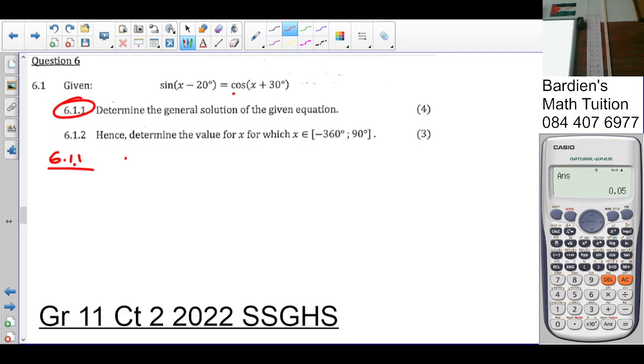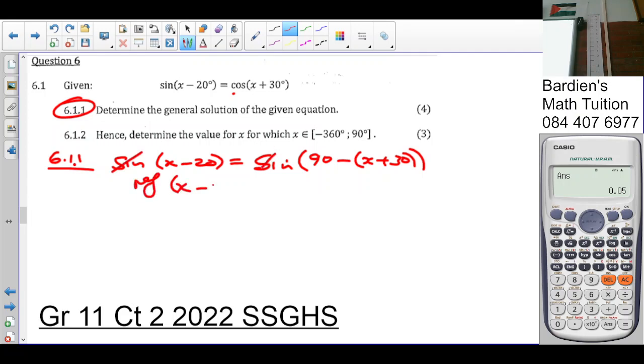To change that to be a sine, it's going to be sine of x minus 20 is equal to sine of 90 minus that angle. Why 90? Because 90 will change that to the co-function. Can you see that? So I can drop the signs now. So I say my reference x minus 20 is equal to, multiply that out, 90 minus x minus 30, which is 60 minus x. That's my reference angle. I don't solve for x at this point until I take it to the quadrants.